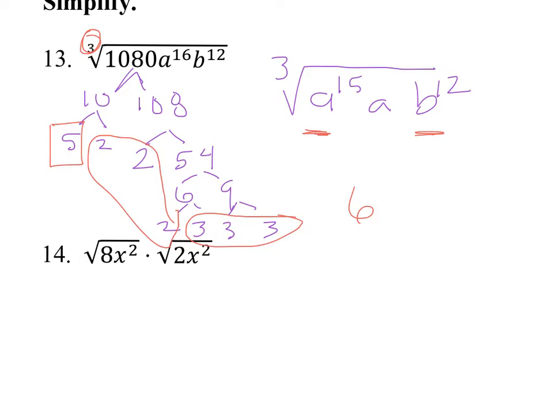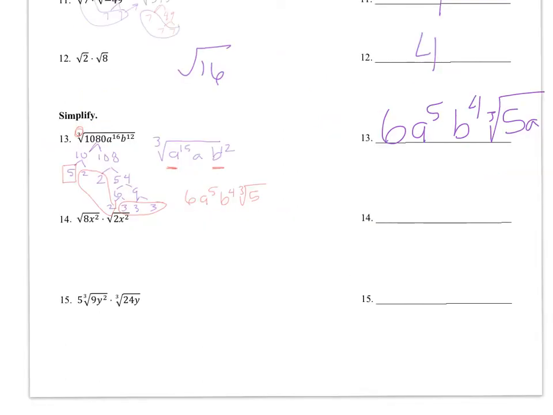And the A to the 15th can be reduced to A to the 5th. B to the 12th, the cubic root of B to the 12th would give me B to the 4th. And then I have the cubic root of 5. Now in a problem like this, this little guy would give you points off if you don't remember it. So my final answer is 6, A to the 5th, B to the 4th, cubic root 5A, because remember this A was left in there. I didn't put it here. Sorry, but it is over here. You should put your final answer on the line.